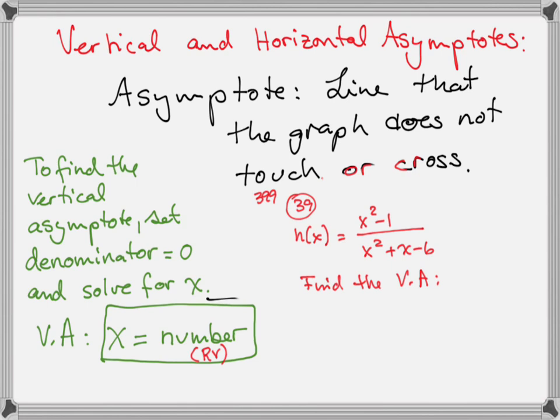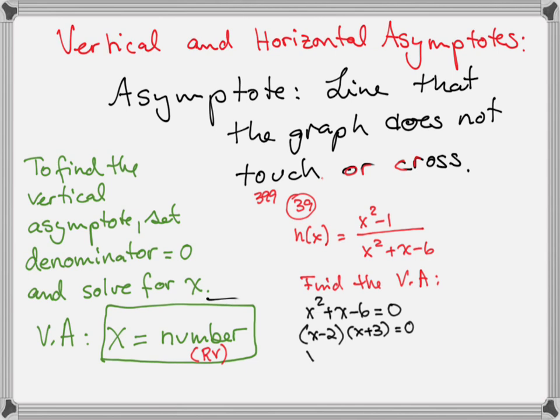What did I say here? How do we find the VA? We set the denominator equal to 0. X squared plus x minus 6 equals 0. This is a quadratic. Now you can either factor that, or you can use the quadratic formula to solve for x. For our purposes, all the problems I give you in the book can be factored. How do we factor x squared plus x minus 6? X minus 2 and x plus 3.